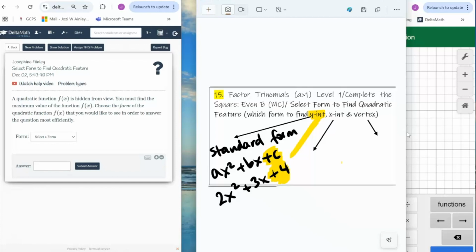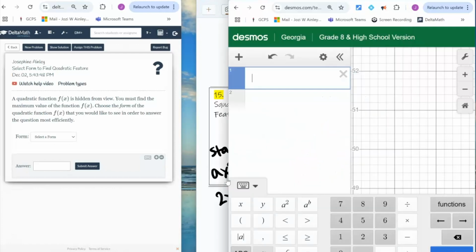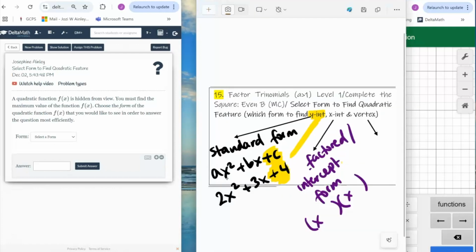All right, which form is best to find the x-intercept? That's going to be factored or intercept form. So this is factored slash intercept form. What does that look like? That looks like this. And I can put in numbers or I can put in letters. It doesn't really matter. Whatever is just going to help you understand. So let me put in numbers so that you can see it. So something like this, all of this is factored form.